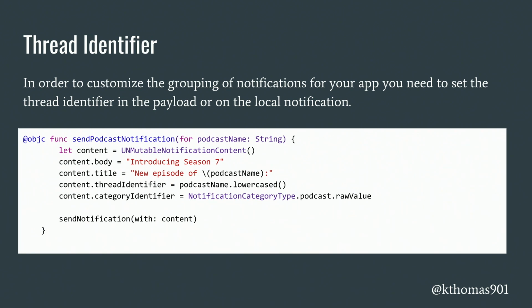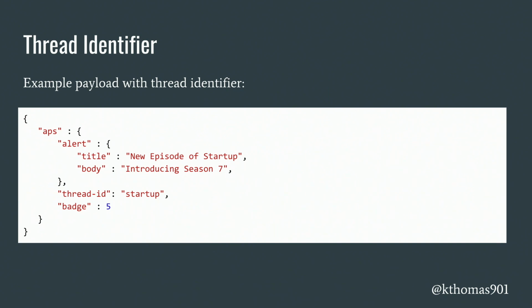Now, how do you do it in the payload? So for your backend engineers, when they're actually setting these JSON payloads, it's essential that they put the thread ID in the APS key. So you see here, we have our APS key, and you want to make sure that you have that there, because it's different from the content. The content is spelled out thread identifier, but in the payload, it's just thread ID, right? If you set this, it'll also respect the grouping there.